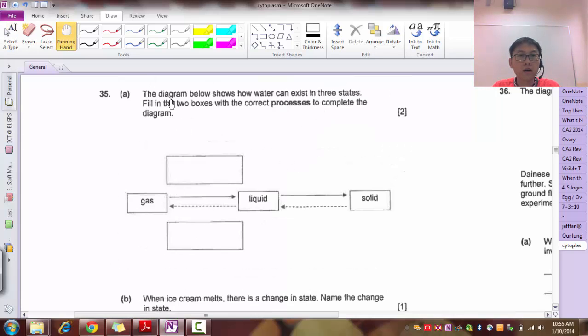Question 35. The diagram below shows how water can exist in three states. Fill in the boxes with the correct processes. Let's highlight keywords here. Processes to complete the diagram. So I want the process. From gas to liquid, what is the process? And from liquid back to gas? Let's just focus on this. Gas to liquid, liquid to gas. Gas to liquid, the process is condensation.